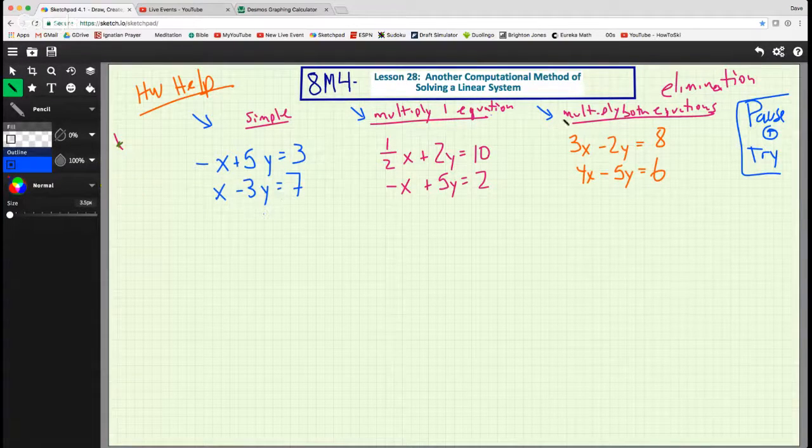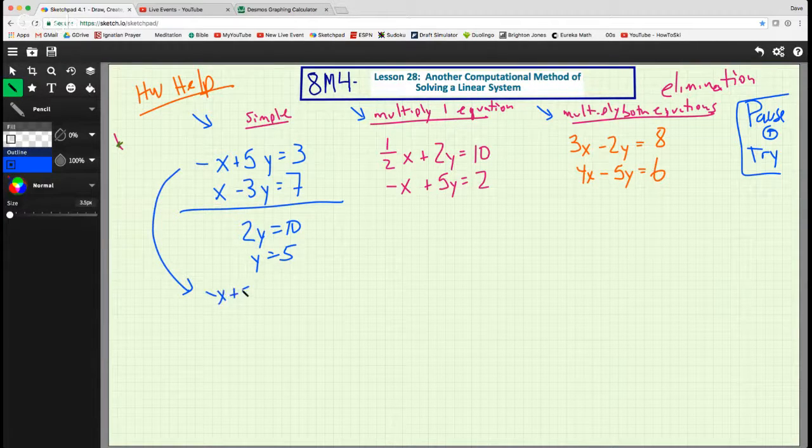Okay, now I assume you've paused and tried. So now the simple elimination, we can just add down, because we know when we add down, we're going to eliminate x's. So if we add down, we get 2y equals 10, y equals 5. So let's substitute back into this first equation. So negative x plus 5 times 5 equals 3. Negative x plus 25 equals 3. Subtract 25, subtract 25, negative x equals negative 22, so x equals 22.